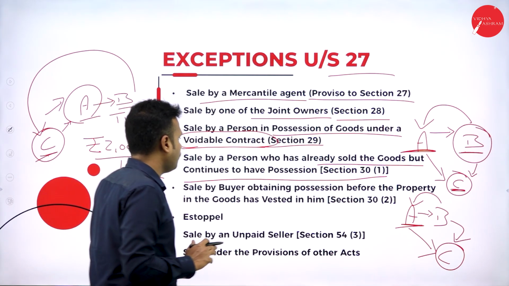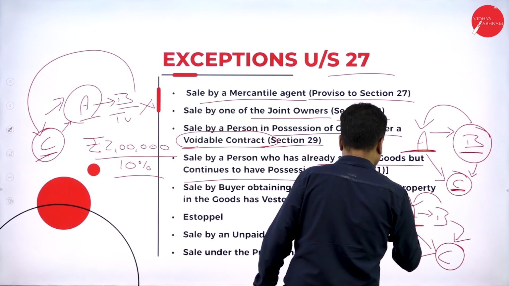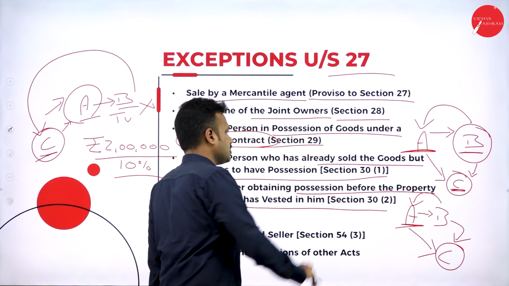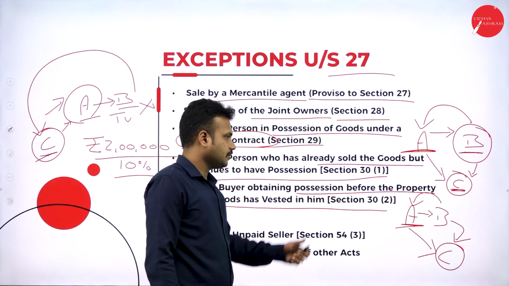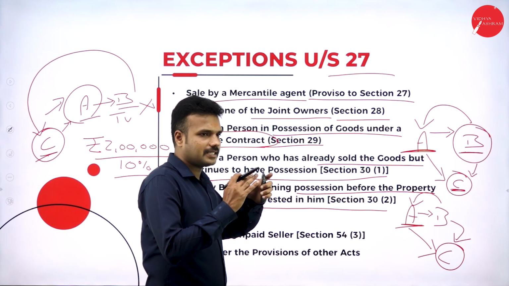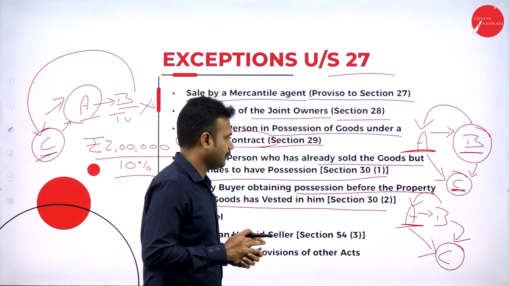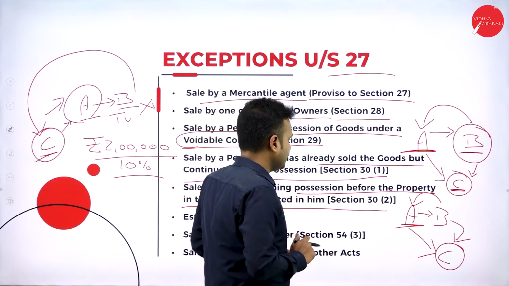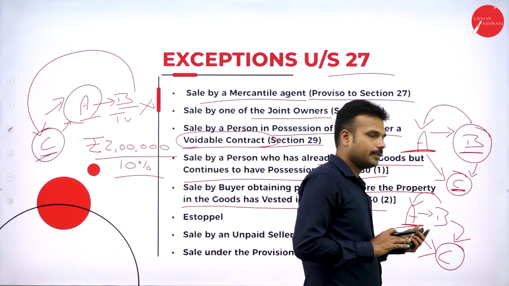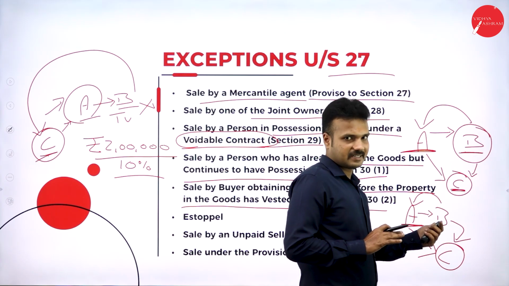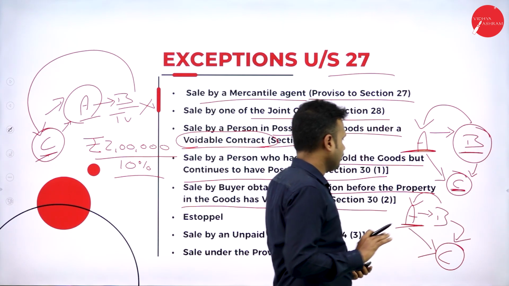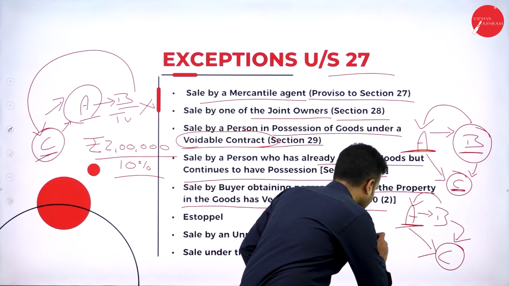Sale by a buyer obtaining possession before the property in goods has vested in him, according to Section 30 Subsection 2. So both things are completely similar, but there are some differences between them. Let me tell you. Let me consider the same example. Mr. A has a car worth 2 lakh rupees, but Mr. B is ready to purchase the car. This is the second example. Please don't get confused between that example and this example. So he has a car worth rupees 2 lakh.